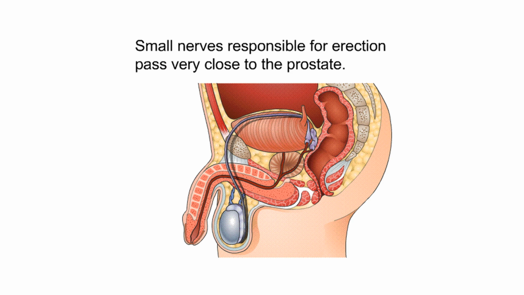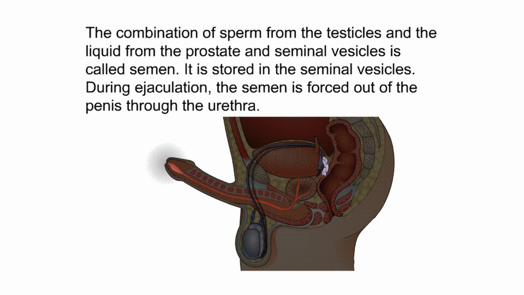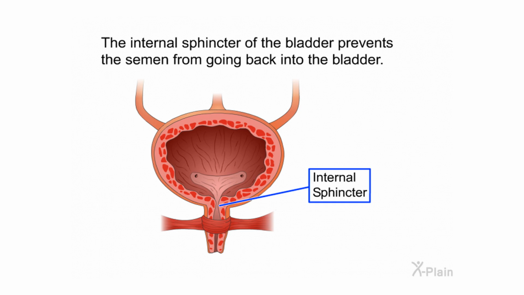Small nerves responsible for erection pass very close to the prostate. The combination of sperm from the testicles and the liquid from the prostate and seminal vesicles is called semen. It is stored in the seminal vesicles. During ejaculation, the semen is forced out of the penis through the urethra. The internal sphincter of the bladder prevents the semen from going back into the bladder.